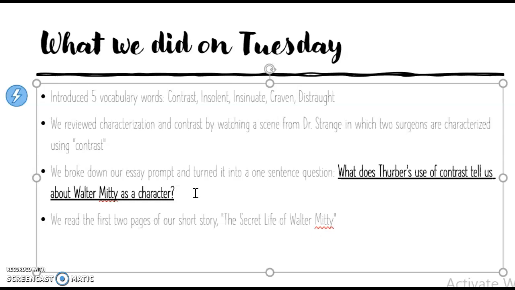And you should already be noticing the major contrast between Walter Mitty's fantasies and how he acts in reality. So think about what that contrast tells us about Walter Mitty. And finally, we read the first 2 pages of our story, The Secret Life of Walter Mitty.